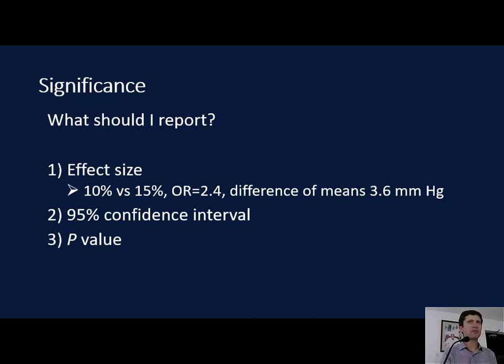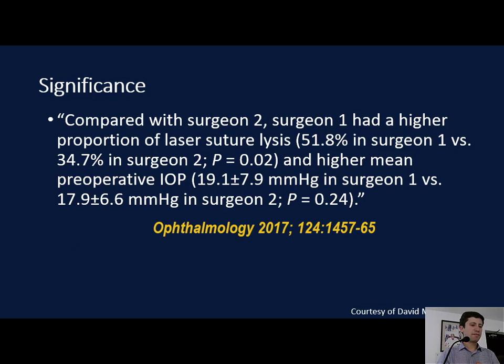Any other questions? So I alluded to this slide earlier, but it'll be even more poignant maybe if I actually read the slide. So this is a recently published article in Ophthalmology, considered by many to be the top journal in our field. Compared with Surgeon 2, Surgeon 1 had a higher proportion of laser suture lysis, 51.8 versus 34.7, p equals 0.02, and higher mean preoperative IOP, 19 plus or minus 8 versus 18 plus or minus 6, p equals 0.24, and had a higher mean preoperative IOP. It wasn't significantly higher.